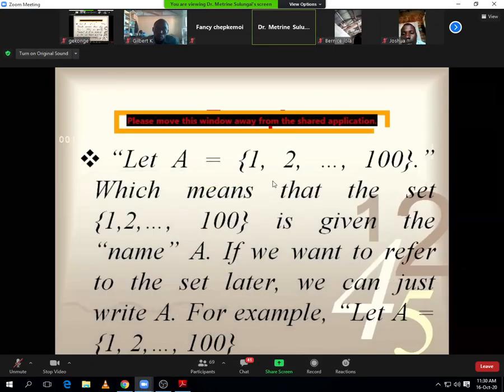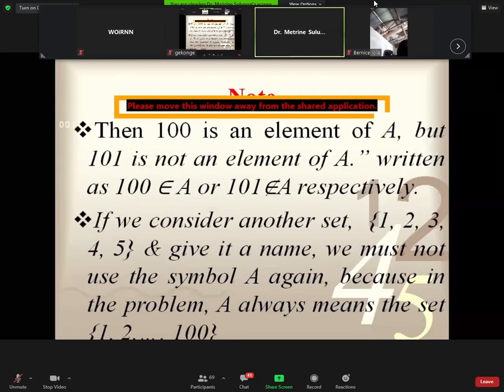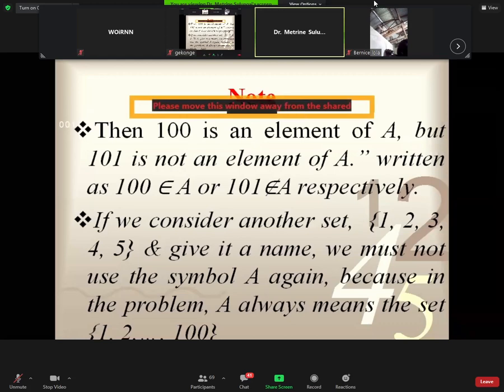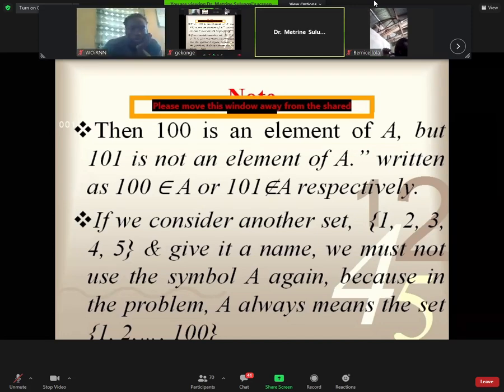Now, we have just looked at set A for, let's say, natural numbers from 1 to 100. Suppose we want to represent the number 160. We ask ourselves, is the number 160 part of set A? Remember, set A was beginning from 1 to 100. That simply means if I want to write 160, then I'm simply saying 160 is not a member of set A, because 160 is beyond 100.